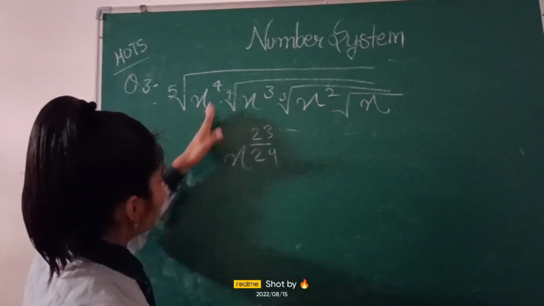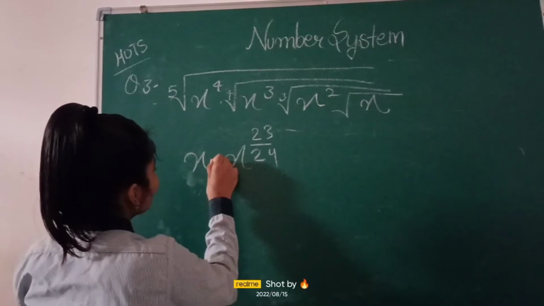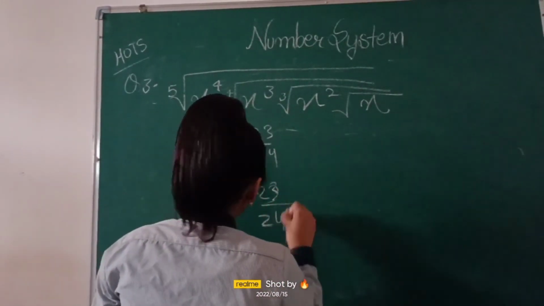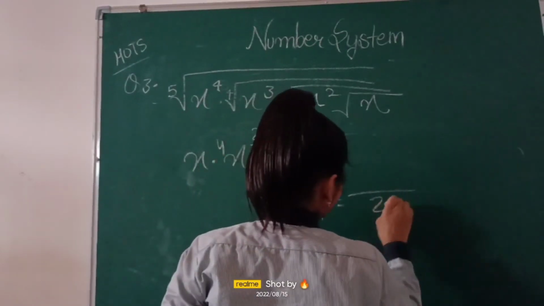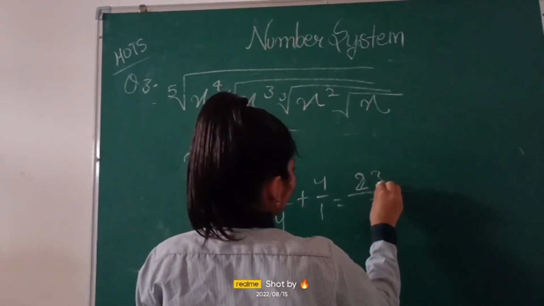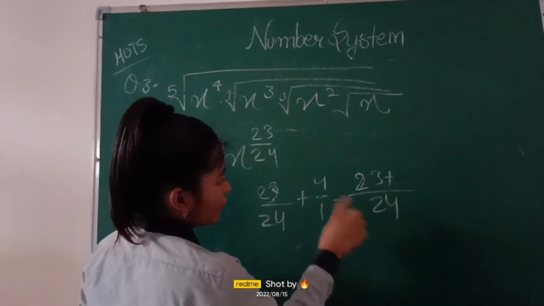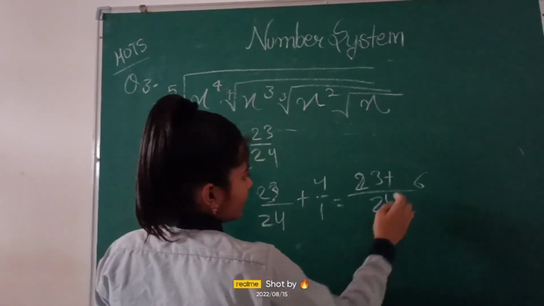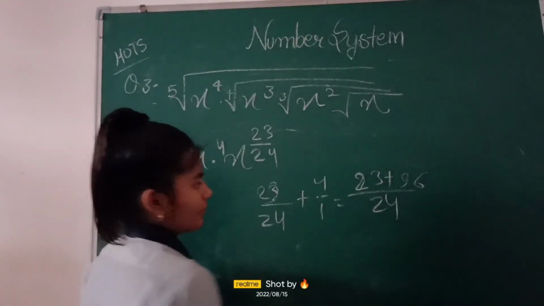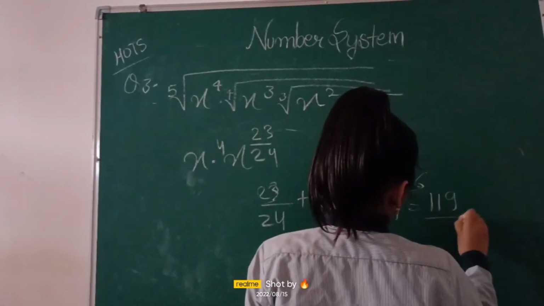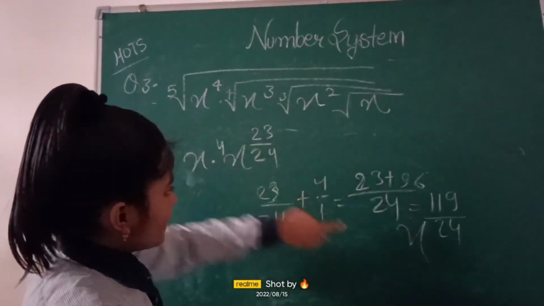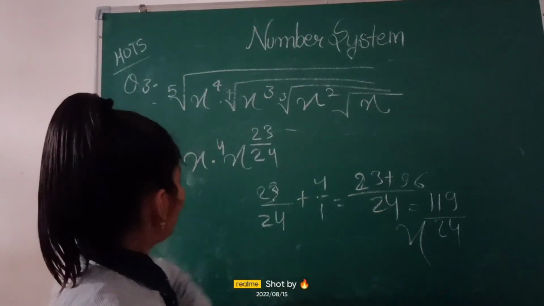So how much part have we solved? This much. Then into x raised to the power 4 means the powers will be 23 by 24 plus 4. Let me do it. 23 plus, this is 24. 24 into 4 is 96. Right? 23 plus 96 is what? 119 by 24. Yes, 119 by 24. So x raised to the power 119 by 24.